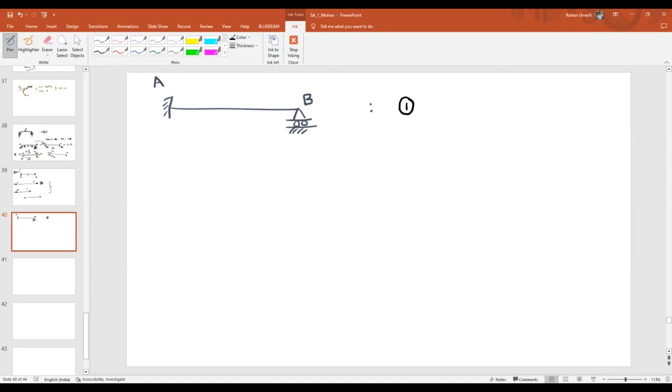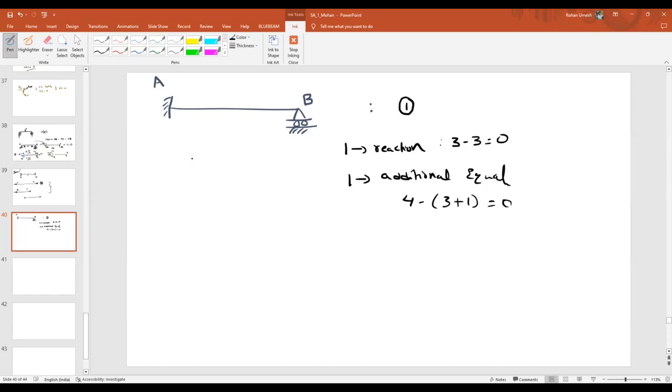Either we have to decrease one reaction or I can create one additional equation. In both cases, it will be determinate, isn't it? If I decrease one reaction, then what will happen? Unknown forces will be 2, equilibrium equations 3. If I add one additional equation, that means 3 plus 1 equal to 4. So here, let us say that I am considering the hinge at point C.